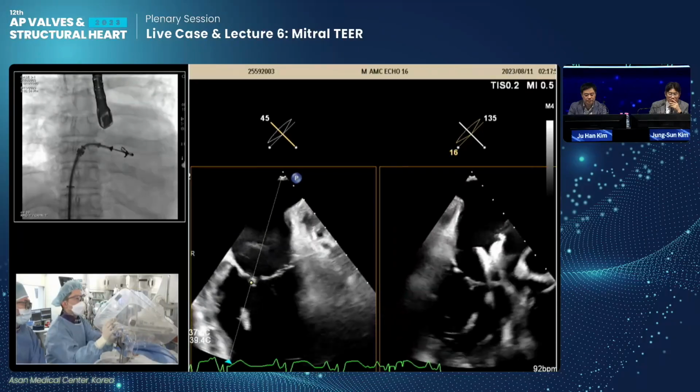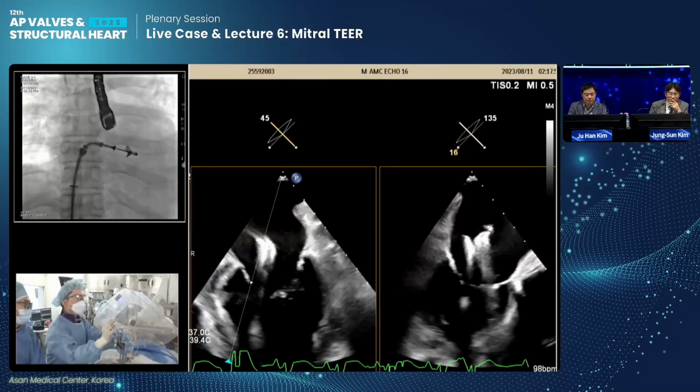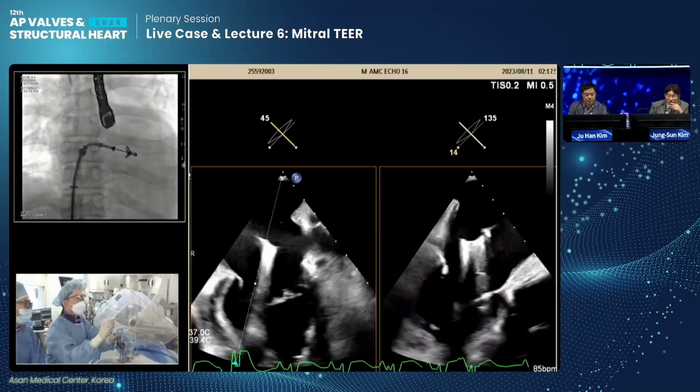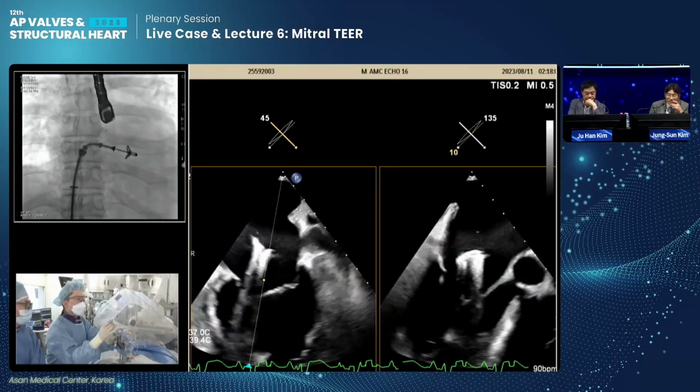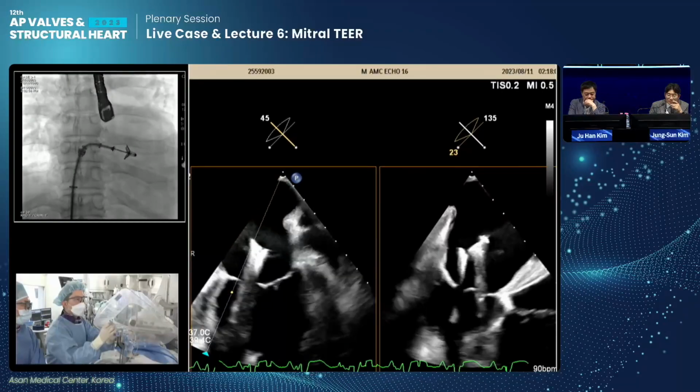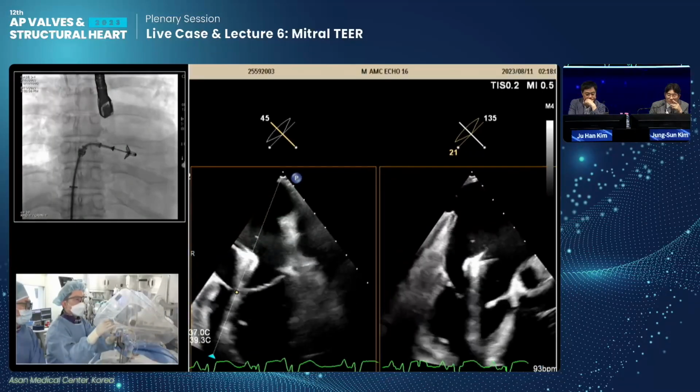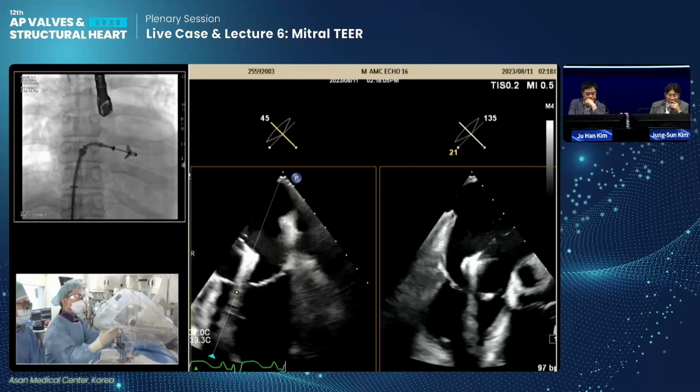Then we'll check the gripper. The gripper function is okay. And the dotted gripper would be the anterior. Anterior, yeah, that's correct.